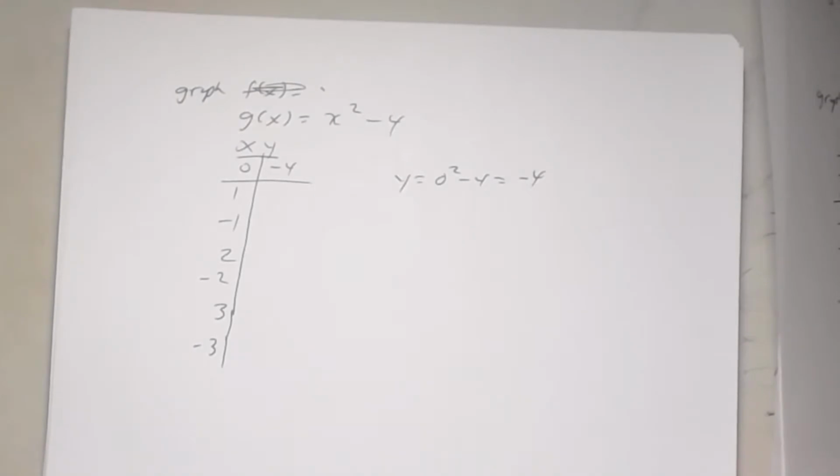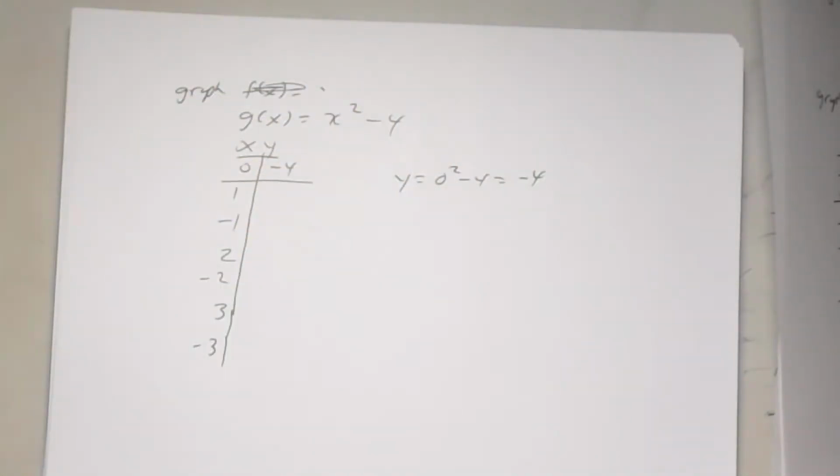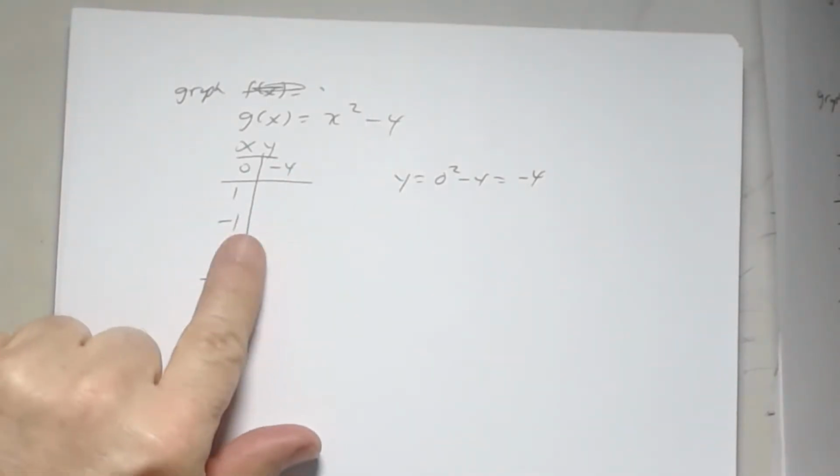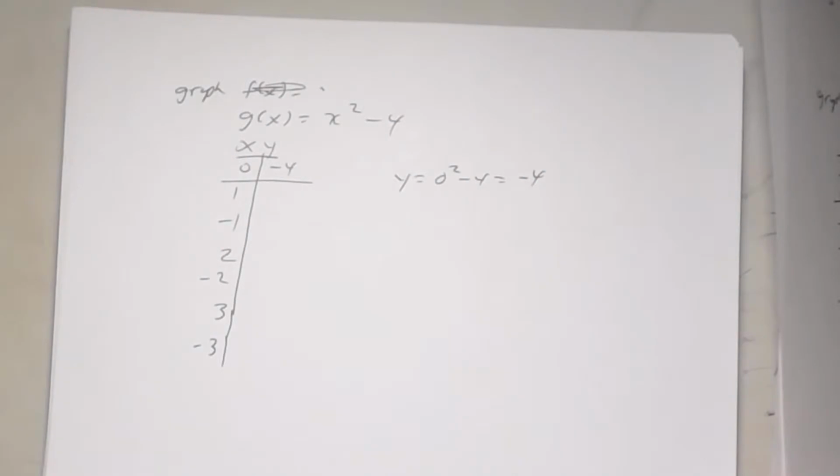And so in the previous problem, in the parent function, what was the vertex? 0, 0, the origin. In the x squared plus 4, what's the vertex? 0, 4. All right, in this one, what do you think is the vertex? 0, negative 4. Because all you do is just moving it up or down.